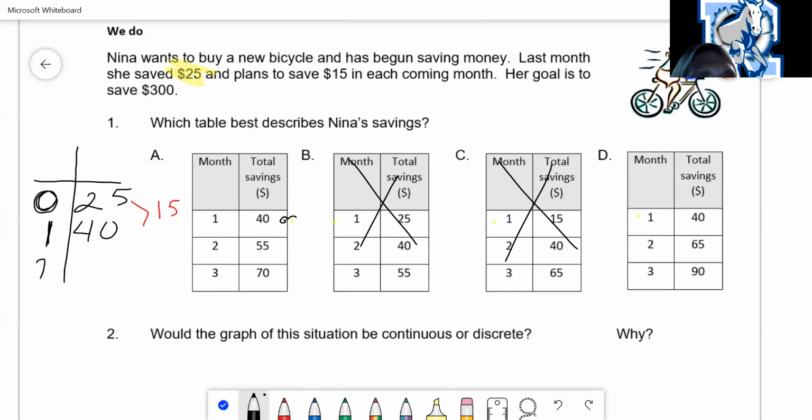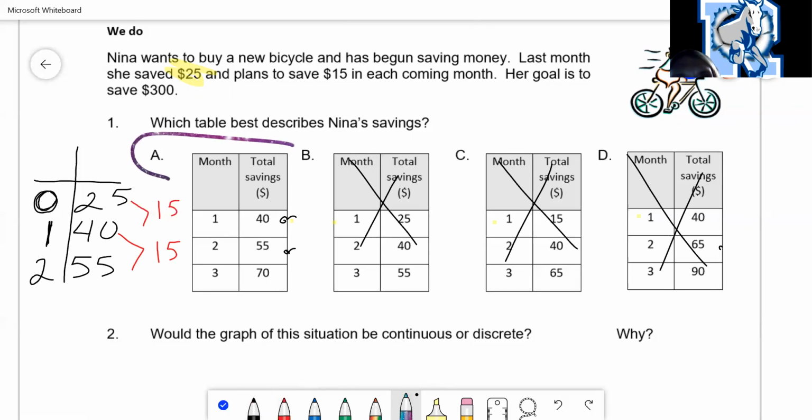Now at month 2, she puts in another $15. So how much does she have in her account now? 55. Well, this one says 2, 55. This one does not. So now I have found my answer. It should be this one. I would always make my own table first and then try to match it so that they don't trip me up.